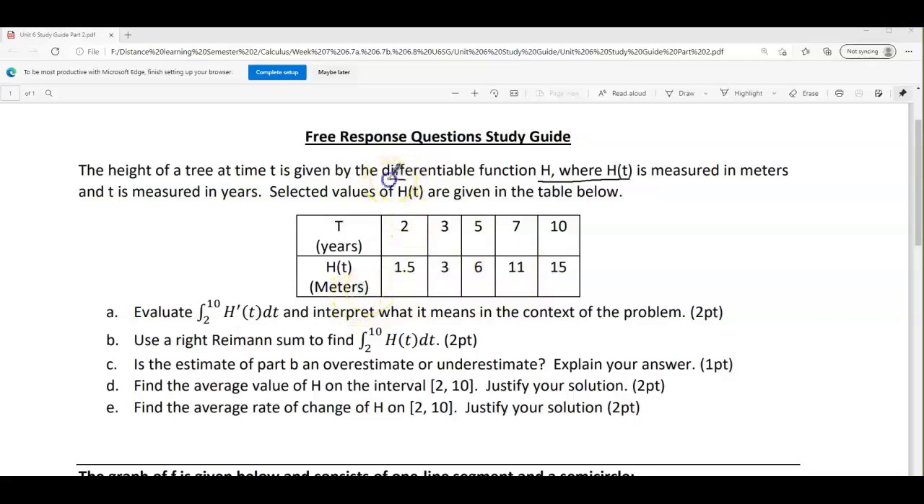This is a differentiable function, which gives us the green light to put into practice a few different theorems which we learned about this year. So let's begin. Now, part A. This is actually a review question. And I put it in here on purpose because it's a very common question. You can expect to see it on your exam.